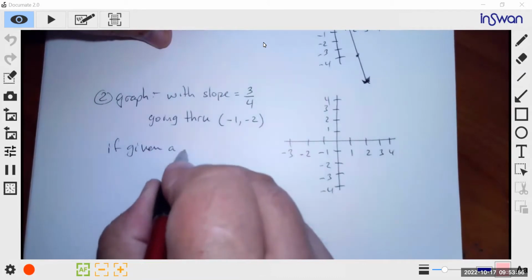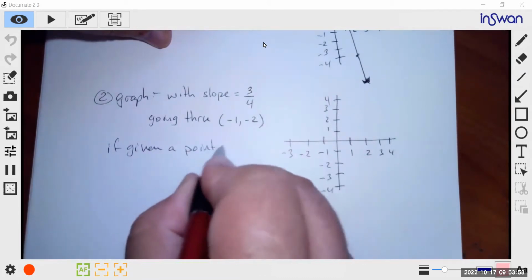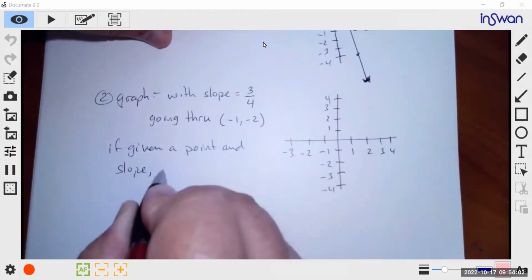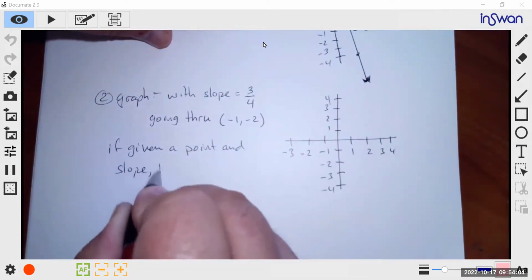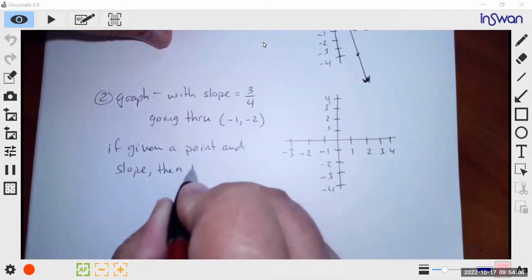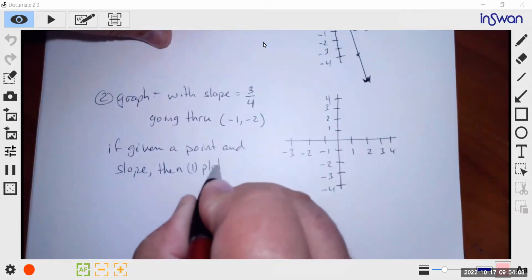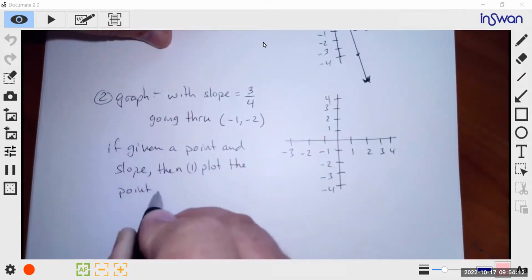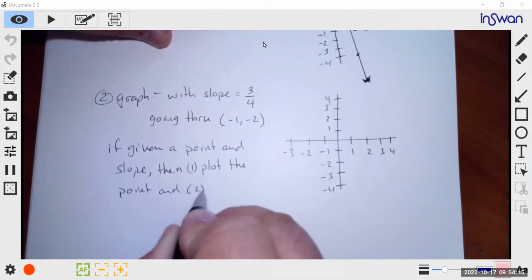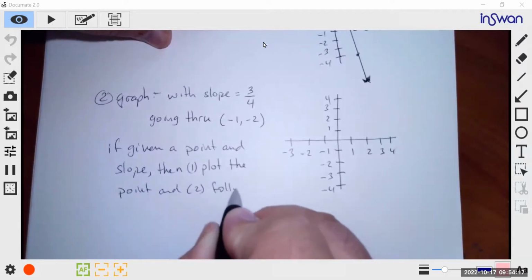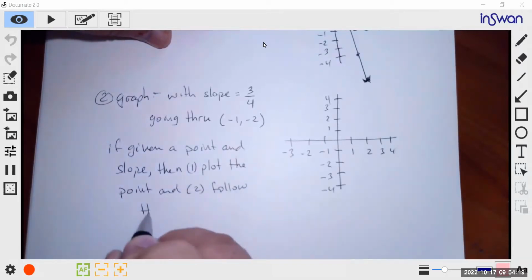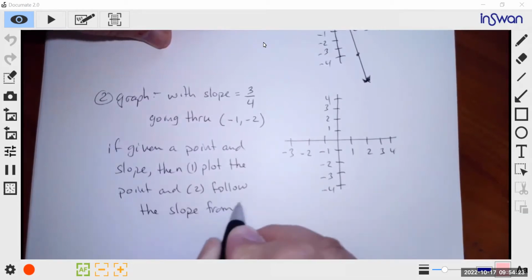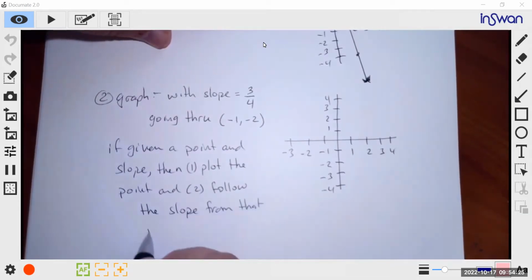So if given a point and slope, then first plot the point, and second follow the slope from that point.